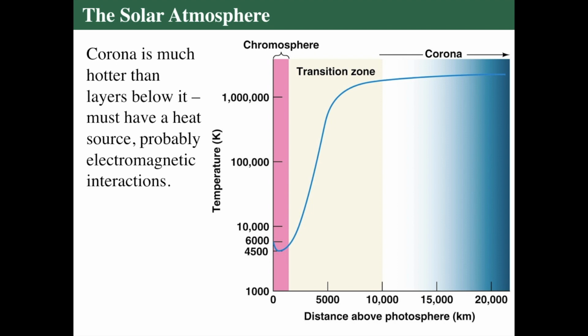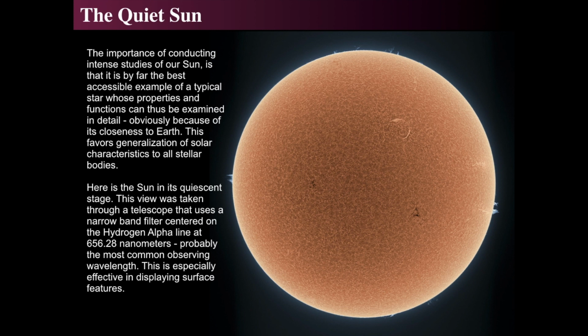It's very, very tenuous and visible in X-rays because of the temperature. But it's interesting that it actually has this temperature profile, and the study of why it cools down for the chromosphere and why the corona then gets so much hotter is an area of active research. So occasionally we don't see these things. And this is a view of the quiet sun when there's no sunspot activity and no prominences and everything like that.